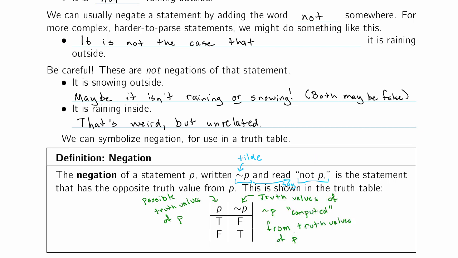So this is not showing all possible combinations, right? Because we can't have P true and not P also true. They're not independent of each other. Once we know the truth value of P, we can figure out the truth value of not P based on that. How do we figure it out? Whatever the truth value of P is, the truth value of not P is the opposite.